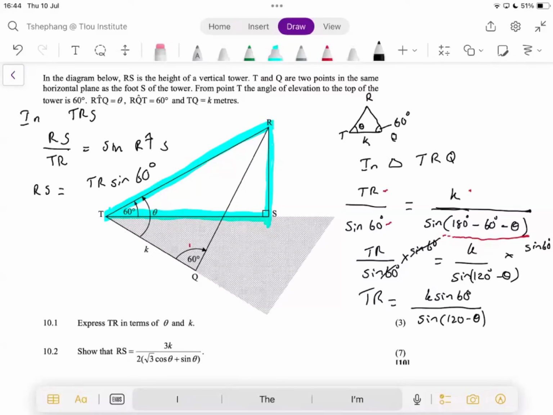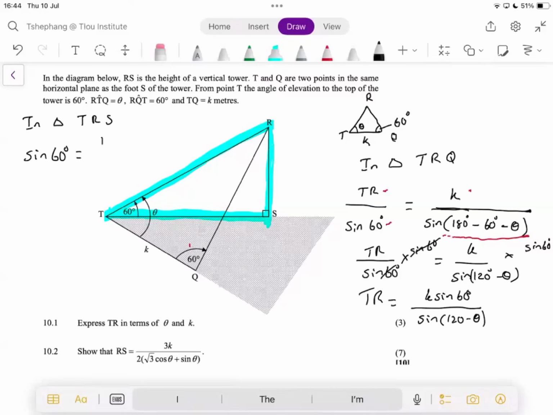Okay, maybe let's take it from the top. I see a lot of people are confused. So we're looking at the blue triangle now. In the right-angled triangle, triangle TRS, sine of 60 degrees is equal to what? Is equal to RS over TR.